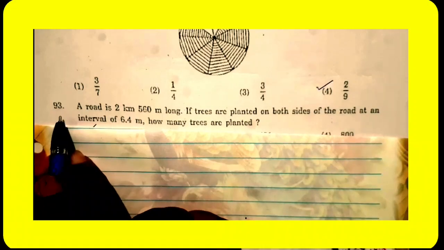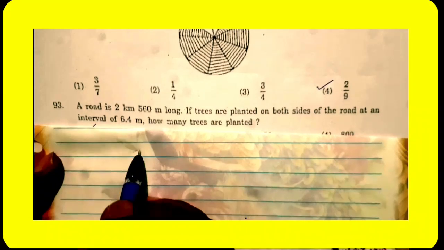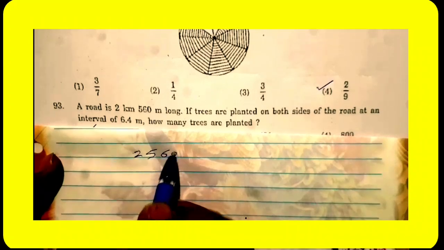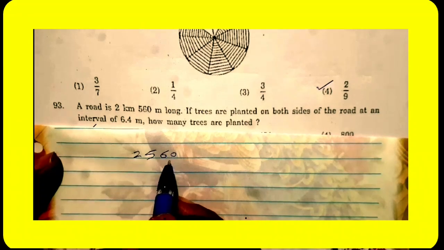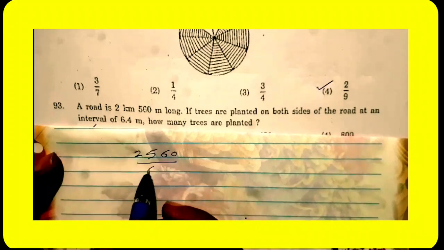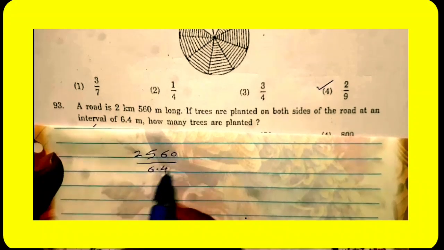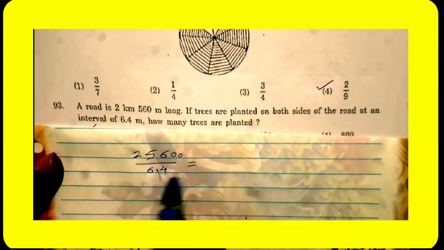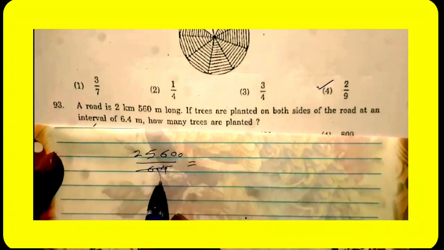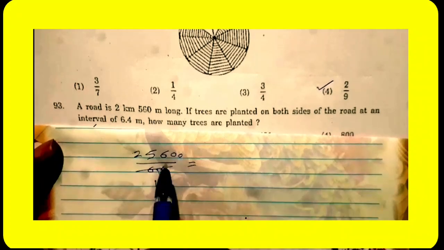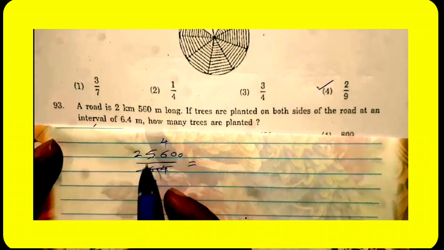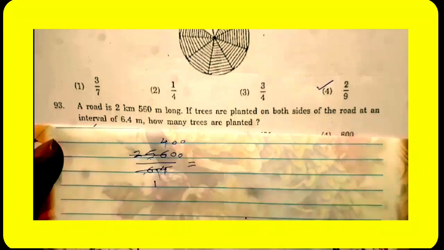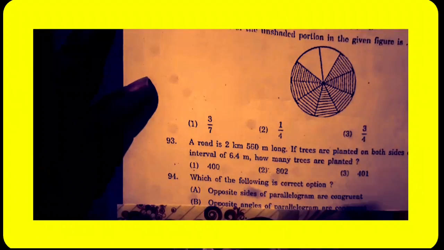Question 93. 2 kilometer and 560 meter, that is 2560 meter, and 6.4. Divide, cancel 0.108, direct multiply by 4, 64. 4 times 4 is 16, 4 times 6 is 24 plus 1 is 25, and 0. The answer is 400.